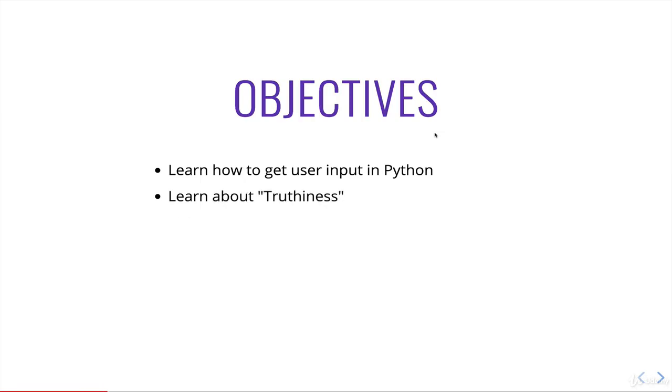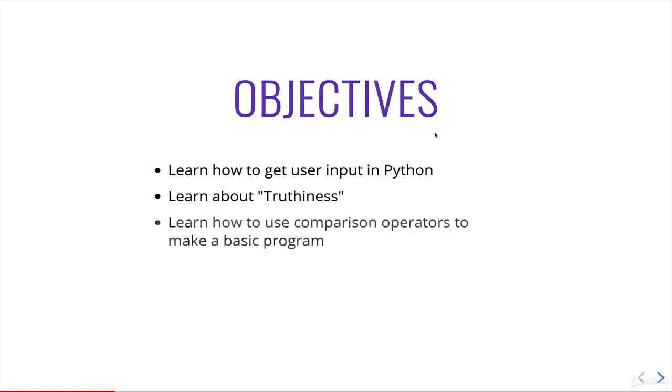Then we're going to learn about truthiness. So we'll learn more what that means, but values are inherently truthy or falsy. And then we'll learn how to use comparison operators to make a basic program. This is really the bulk of this section. How do we make decisions in our programs using what are called comparison operators and Boolean logic? So that's where we're heading.